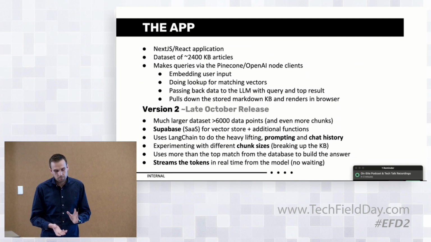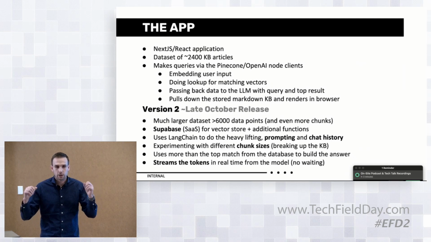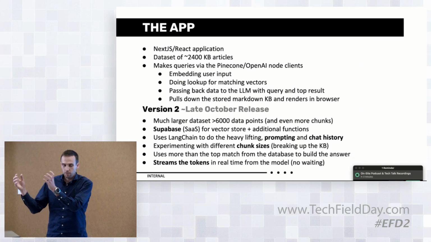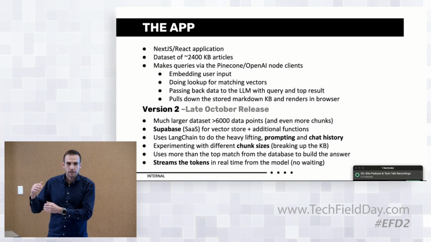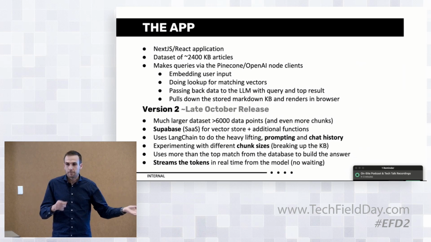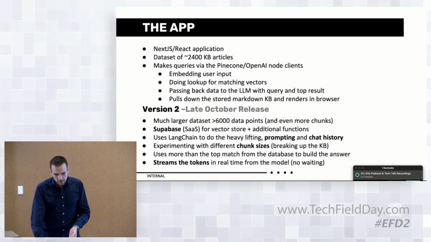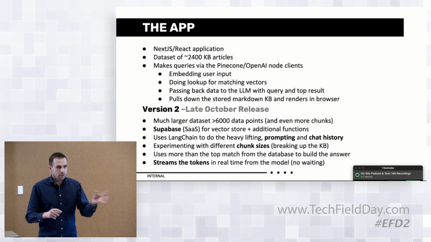Like I said, about 2,400 KB articles, and effectively just like that diagram showed, we ask it a question, and because we need to interpret that question, we embed that question. So we ask the model to embed that question, we get those numbers back, and then we query the database for the most likely candidates, and then we can feed those documents back to the LLM along with our query, and get everything back. And so that was version 1. It's actually only using the top match.